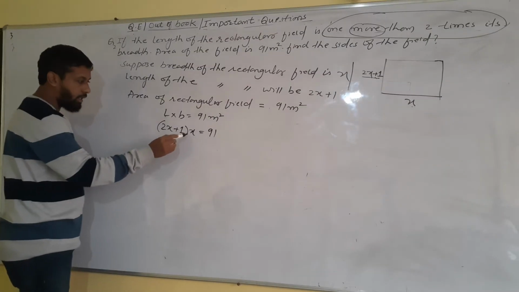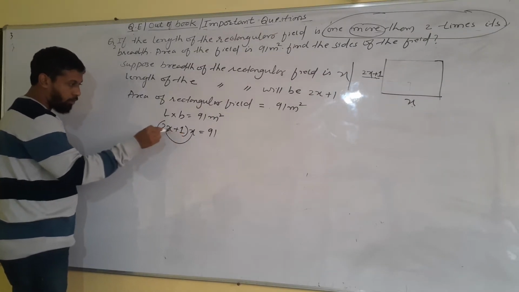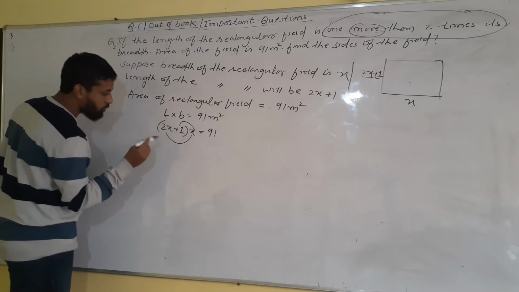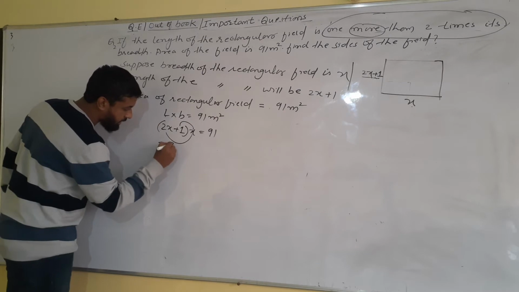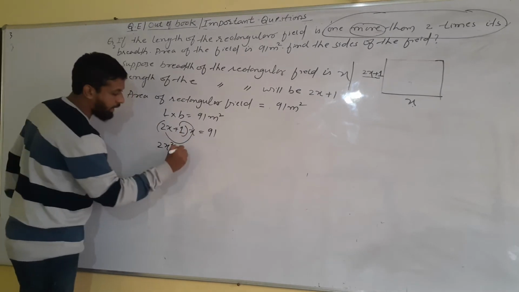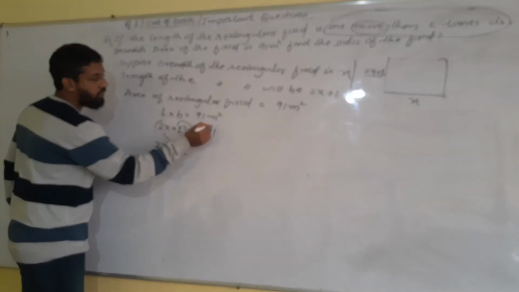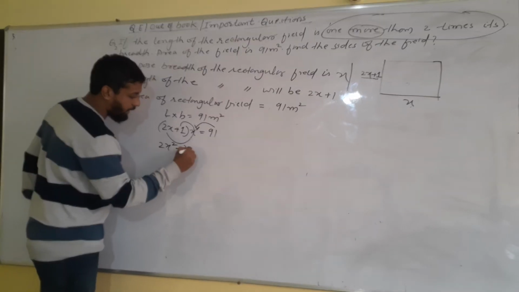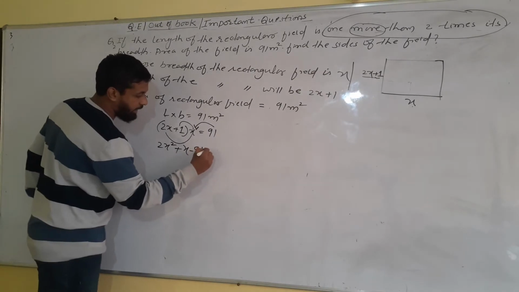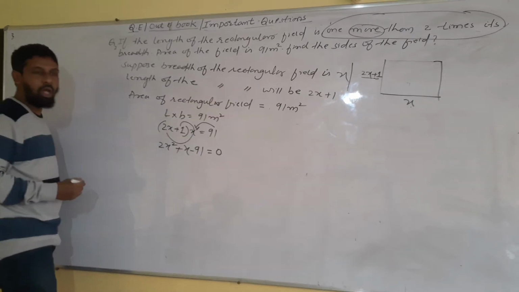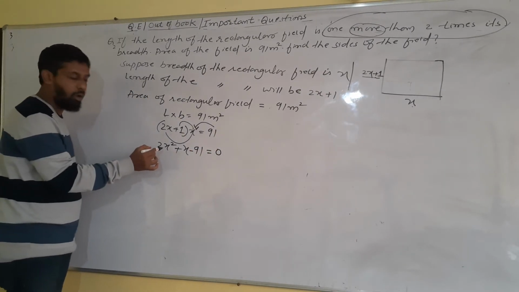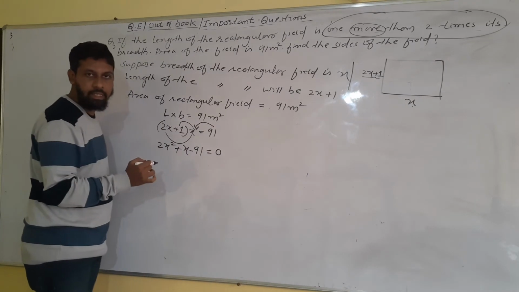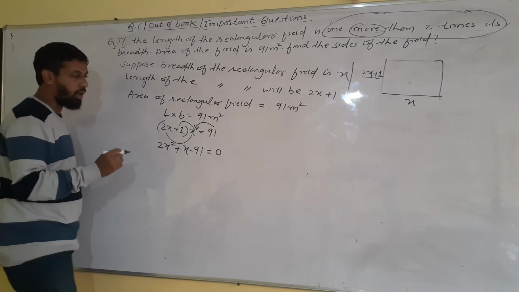Now open the bracket by multiplying x with both the values. x into 2x and x into 1. x into 2x is 2x square. x into 1 is x. Now transfer 91 to the left hand side. It is in plus. When you transfer, it will be minus. 2x square plus x minus 91 is equal to 0. Now this is converted in the form of a quadratic equation. We have to solve this equation by factorization to find the value of x.